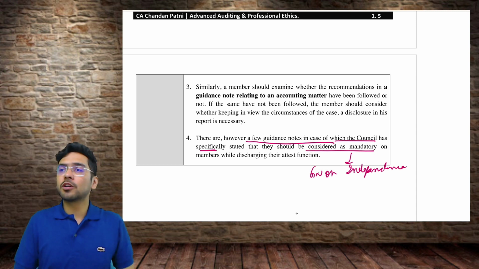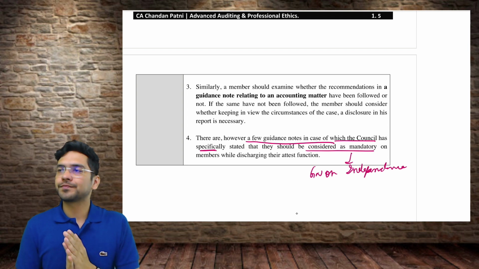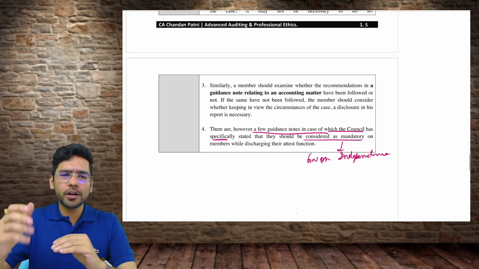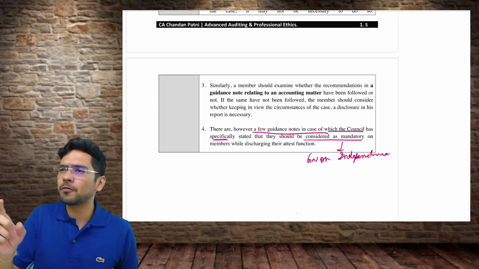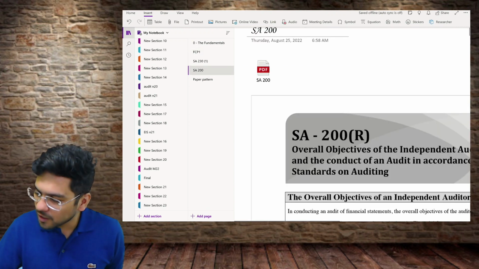Guidance note on independence of auditor. This is a guidance note which is probably mandatory to be followed. Fine. Anyway, not very important, but I just wanted to brush up your concept with respect to guidance note on standards. Okay, now let's finally start with SA 200.